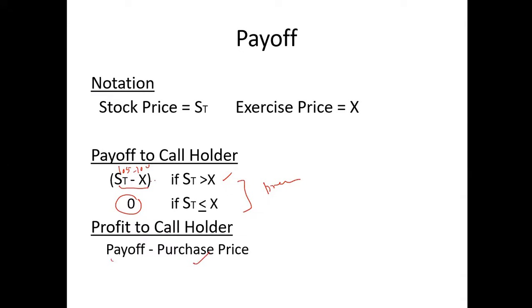Purchase price means that is where the profit will arise. For example, if you have purchased at 100 rupees, and you are getting here, for example, 5 rupees profit per stock, but you may have paid 5 rupees option premium. So actually your profit is 0. So that is why it is written here, payoff minus purchase price.